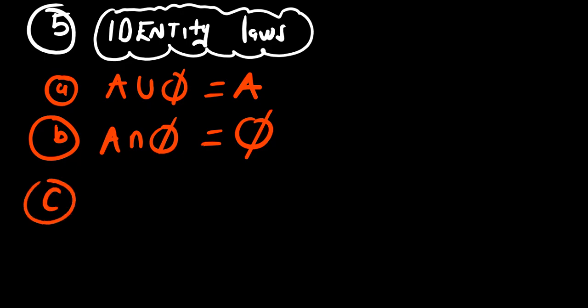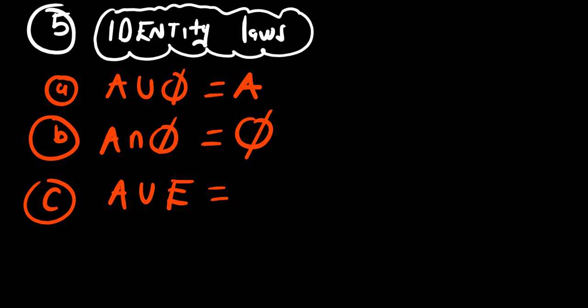Then another identity law that you need to understand is A union universal set. Let me put an E to represent our universal set. Now the universal set is just like everything in the universe. Picture it that way. Now what is common between A and the universal set?